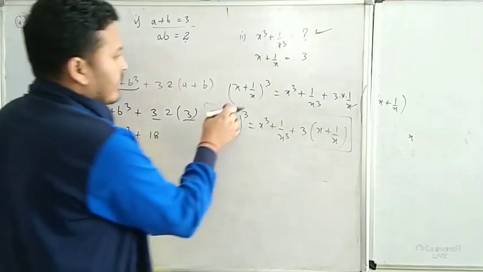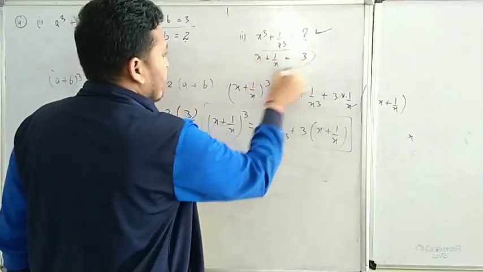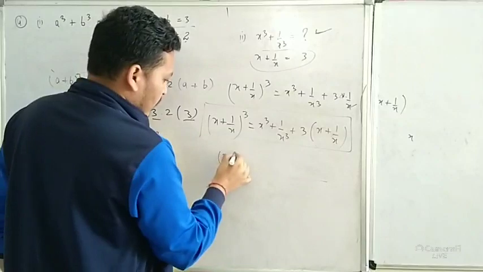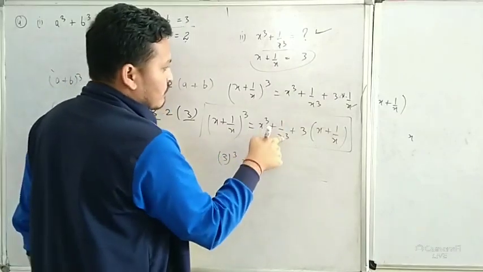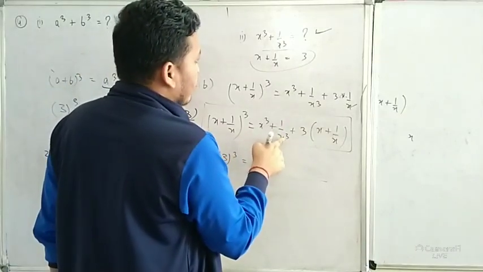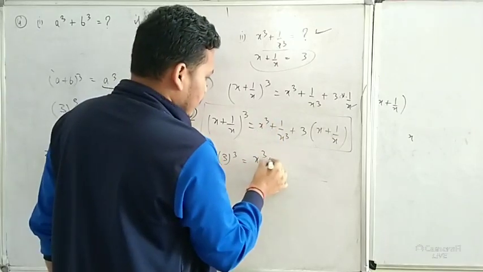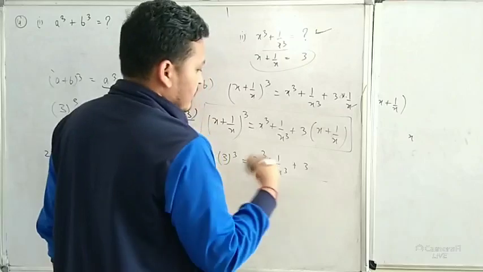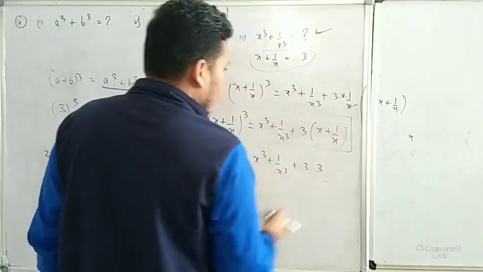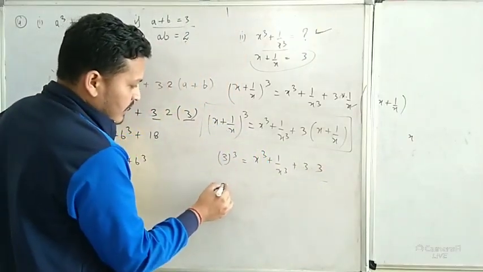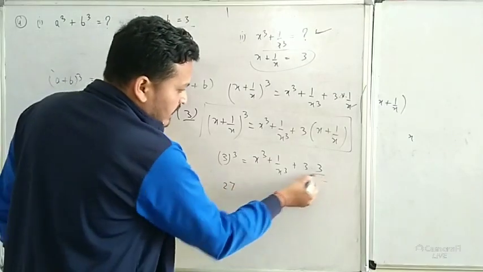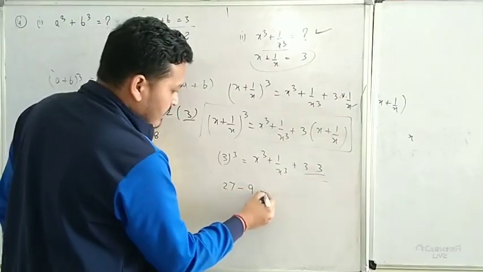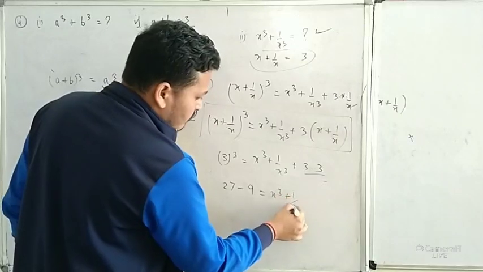So x plus 1 by x, this value is 3, so 3 cubed. Next, x cube plus 1 by x cube, we need the value of this part, plus 3 into x plus 1 by x, and x plus 1 by x is equal to 3. So now substituting, 3 3 is 9, 3 is 27 is equal to, taking this part to the left hand side, minus 9 is equal to x cube plus 1 by x cube.